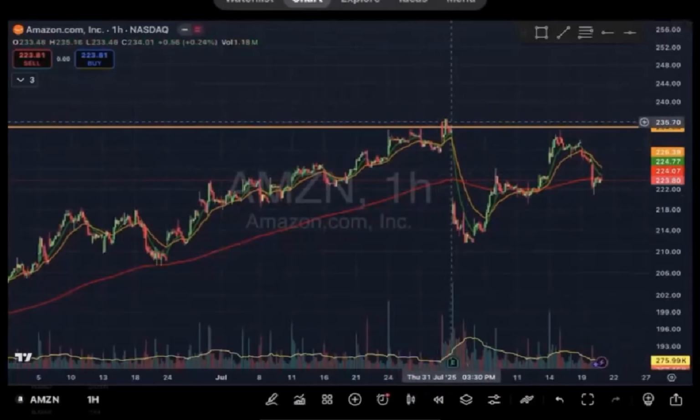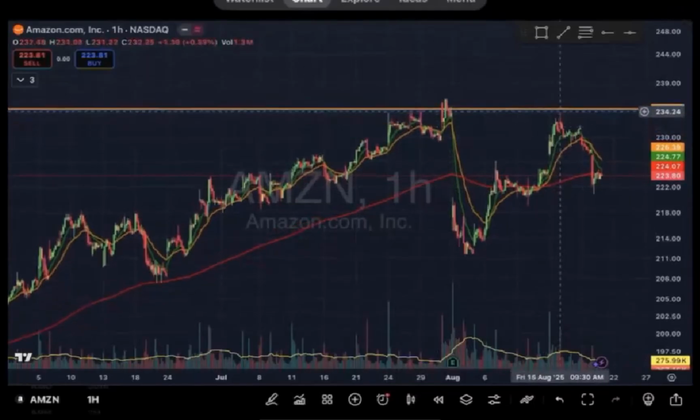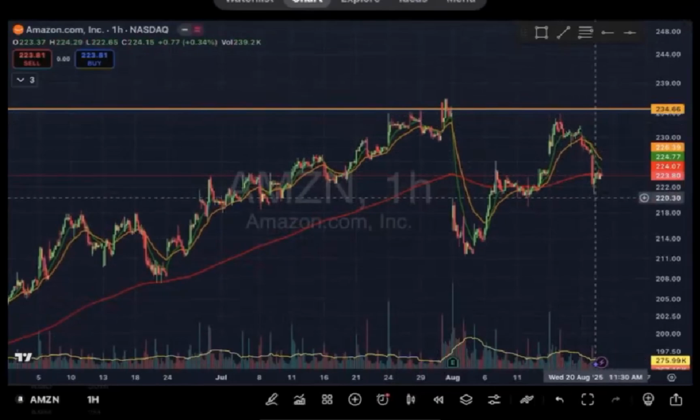You feel me? Amazon rejected from here, gap down, came back and retest. Same thing. Look where it's going. This repeated. It's repetitive, for real.